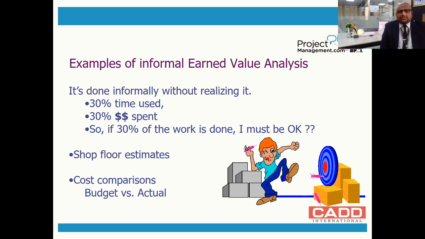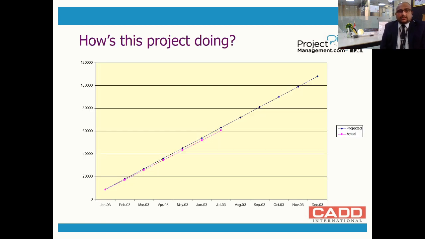So this is an example of informal earned value analysis: 30% of time used, 30% of money spent, 30% of work done. I must be okay. Yes. So it gives a comparison between the budgeted and actual. It's comparing how much percentage of work was planned and how much percentage of work is done. It's comparing how much percentage of cost is spent and how much percentage was planned. So it's comparing. This is what earned value does.